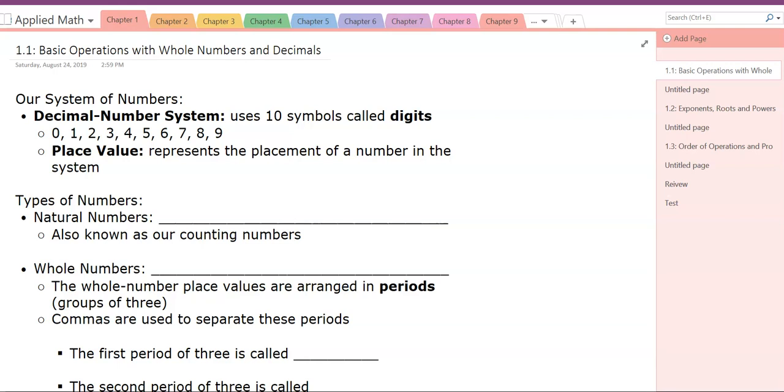So we're going to first go into the different types of numbers. So natural numbers, which are also known as our counting numbers, start at 1 and go up from there. And those would go on infinitely. Whole numbers are the same as natural numbers, except it starts at 0 and then goes up.